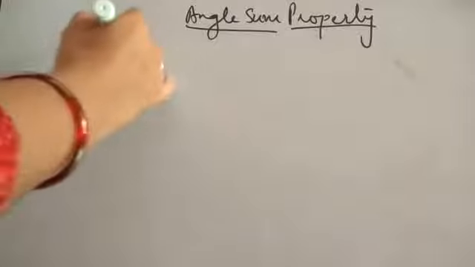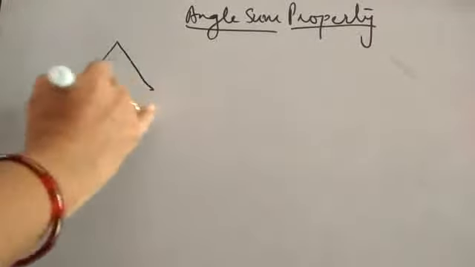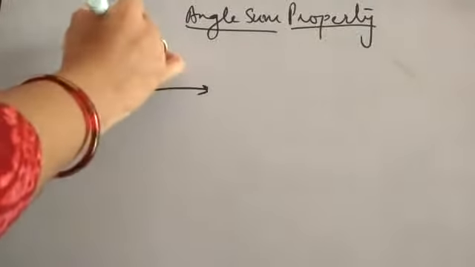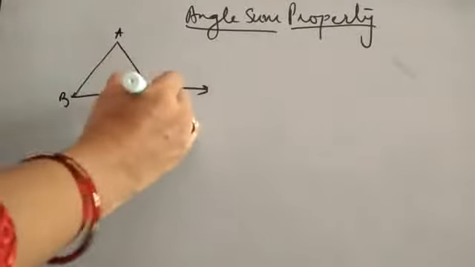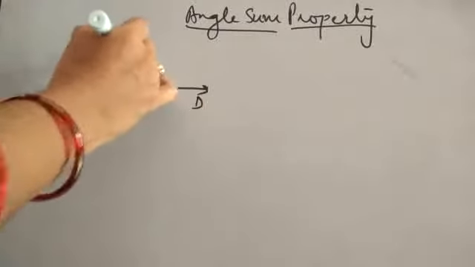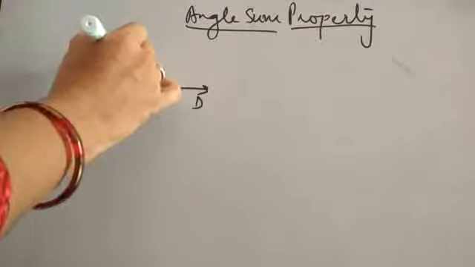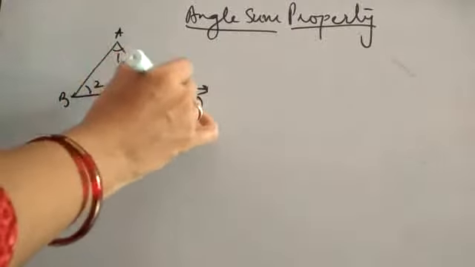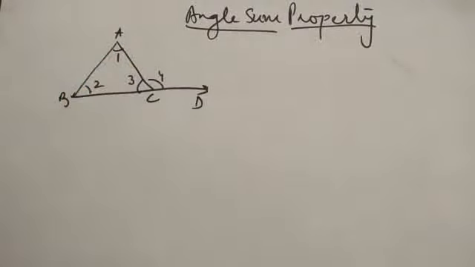Yes children, in the previous video you have seen the exterior angle property and today you will be doing the angle sum property. Let us prove the same first and then we will be doing examples. So, if this is the triangle A, B, C and D, and let us name the angles as 1, 2, 3, and 4 is the exterior angle.